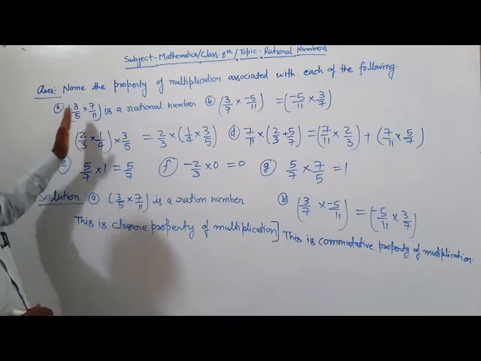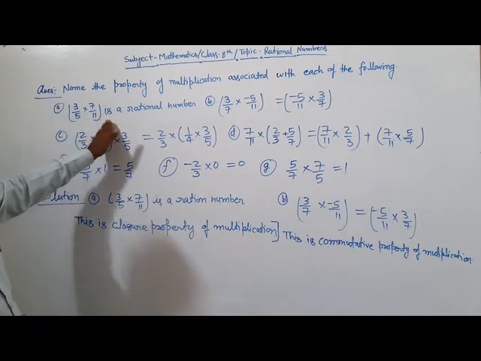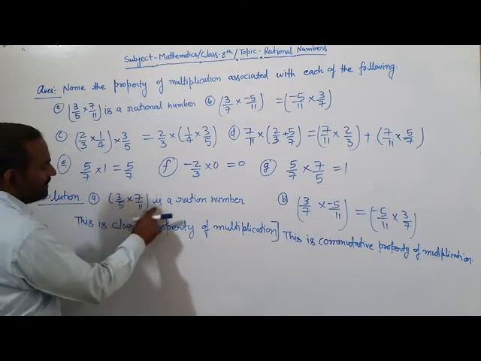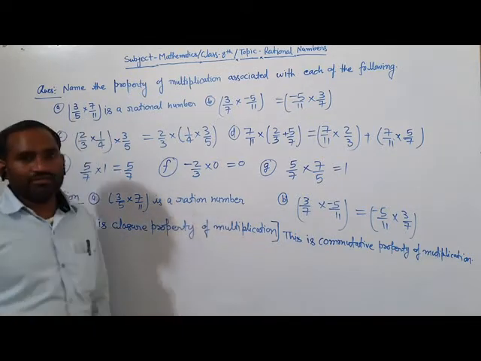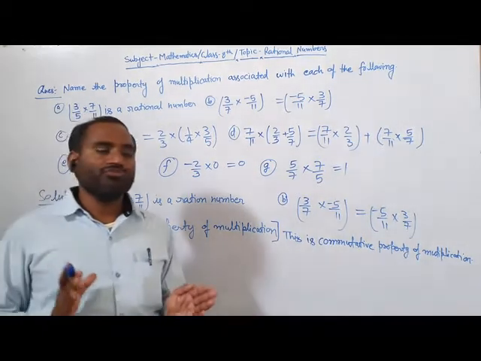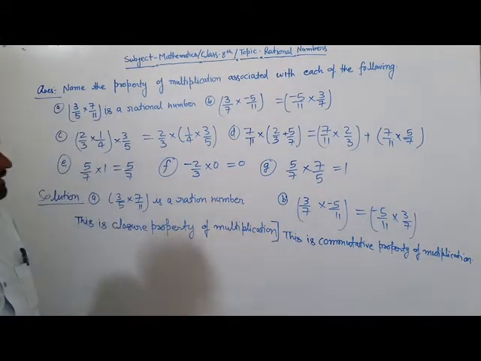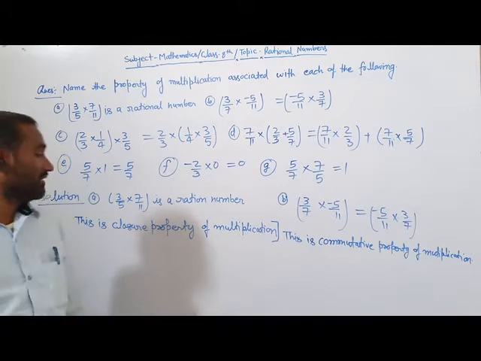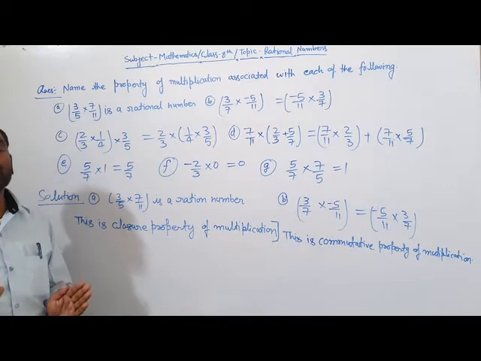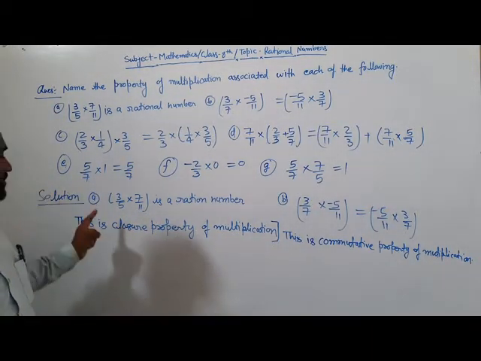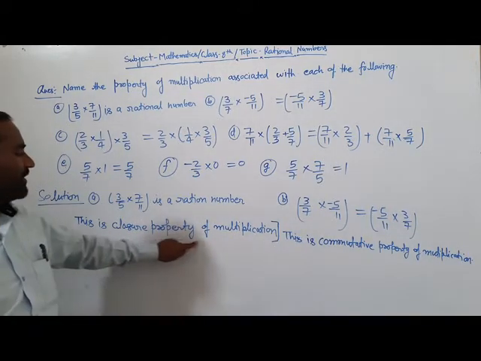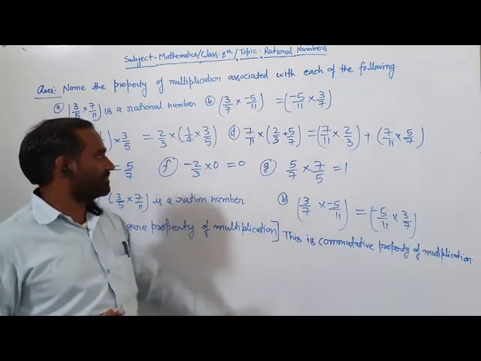Take the first question, A. 3 by 5 into 7 by 11 is a rational number. This is the closure property, because we know that the sum of two rational numbers is a rational number, and the product of two rational numbers is a rational number. So this is the closure property of multiplication.